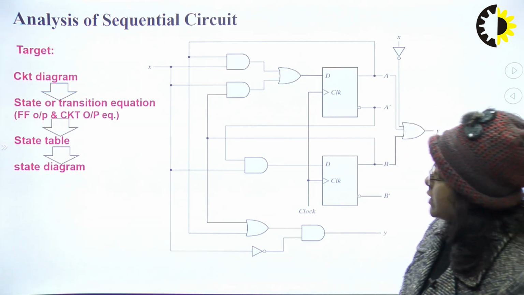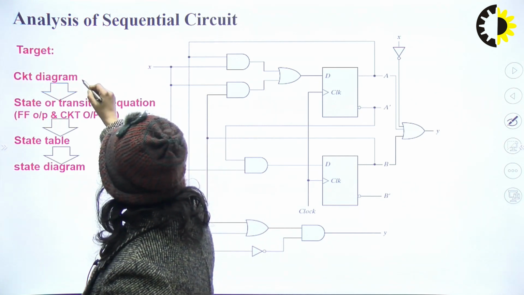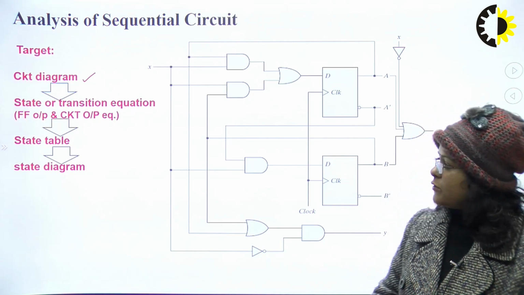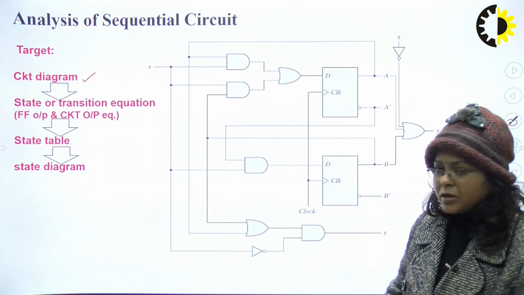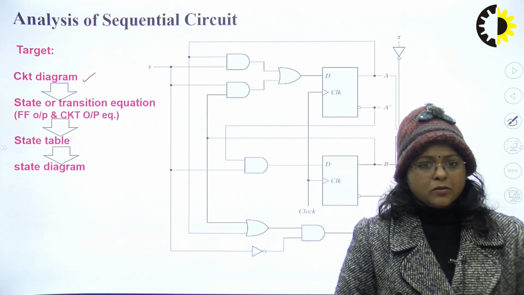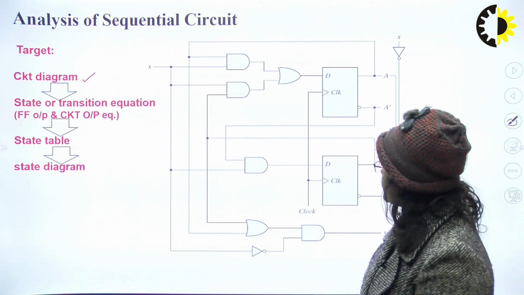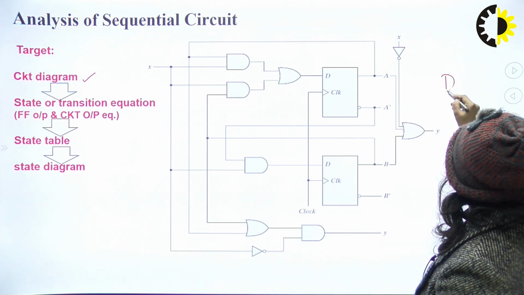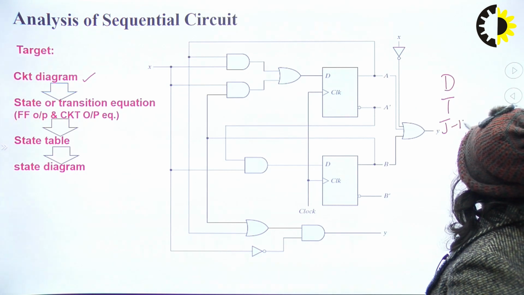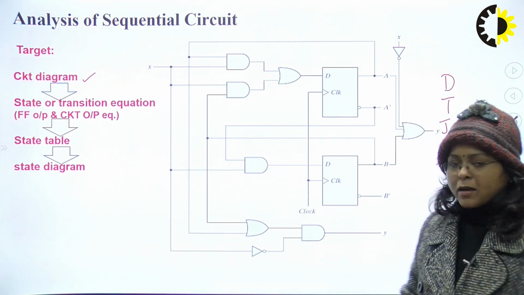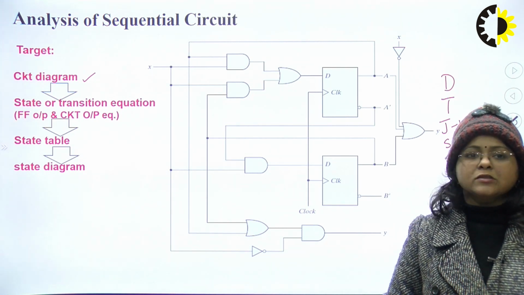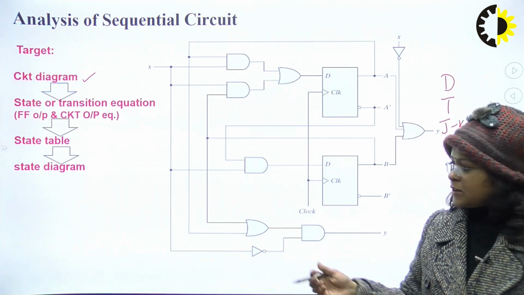So, for analysis, the first step is the circuit diagram. Using this circuit diagram, we will find out the state or transition equation of the circuit. To find out the state equation, we should know about various types of flip-flop. So, we all know that there are four types of flip-flops available, that is D, T, JK and SR flip-flop. We have to know the state equation or characteristic equation of these flip-flops to design the final state equation.